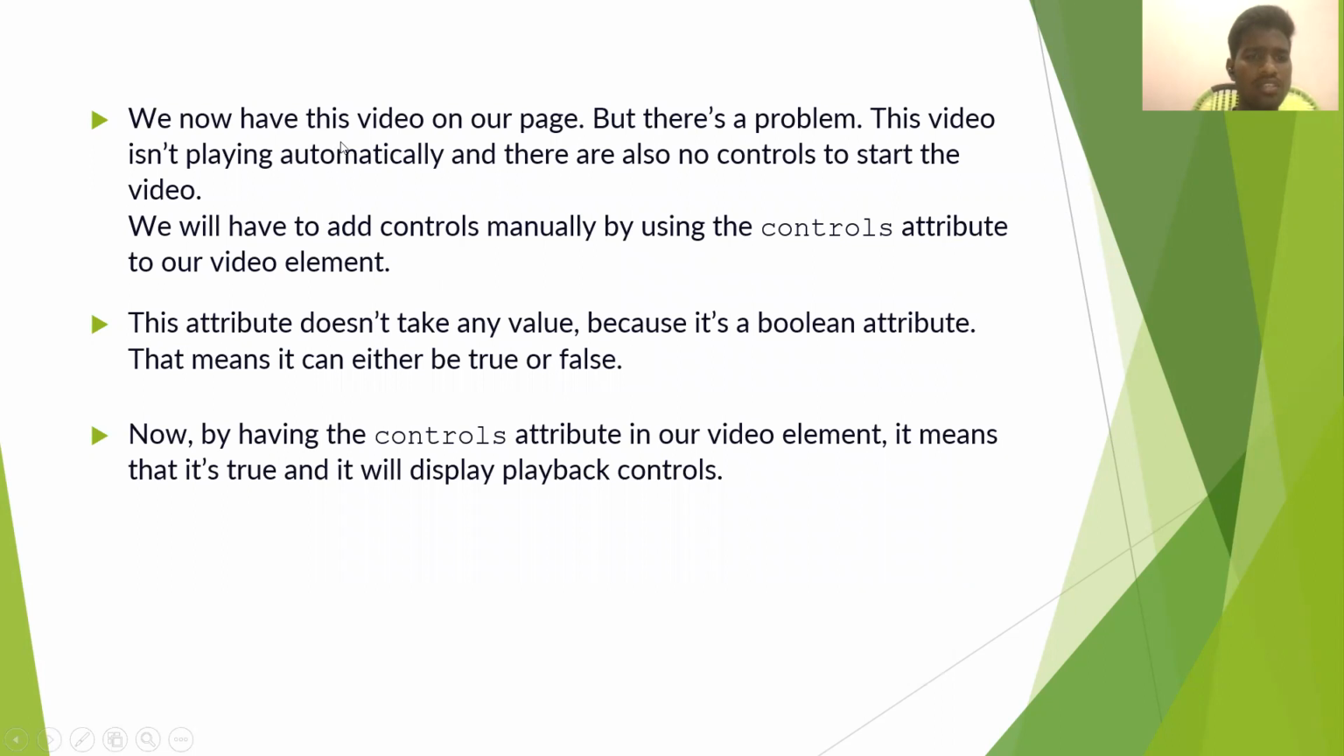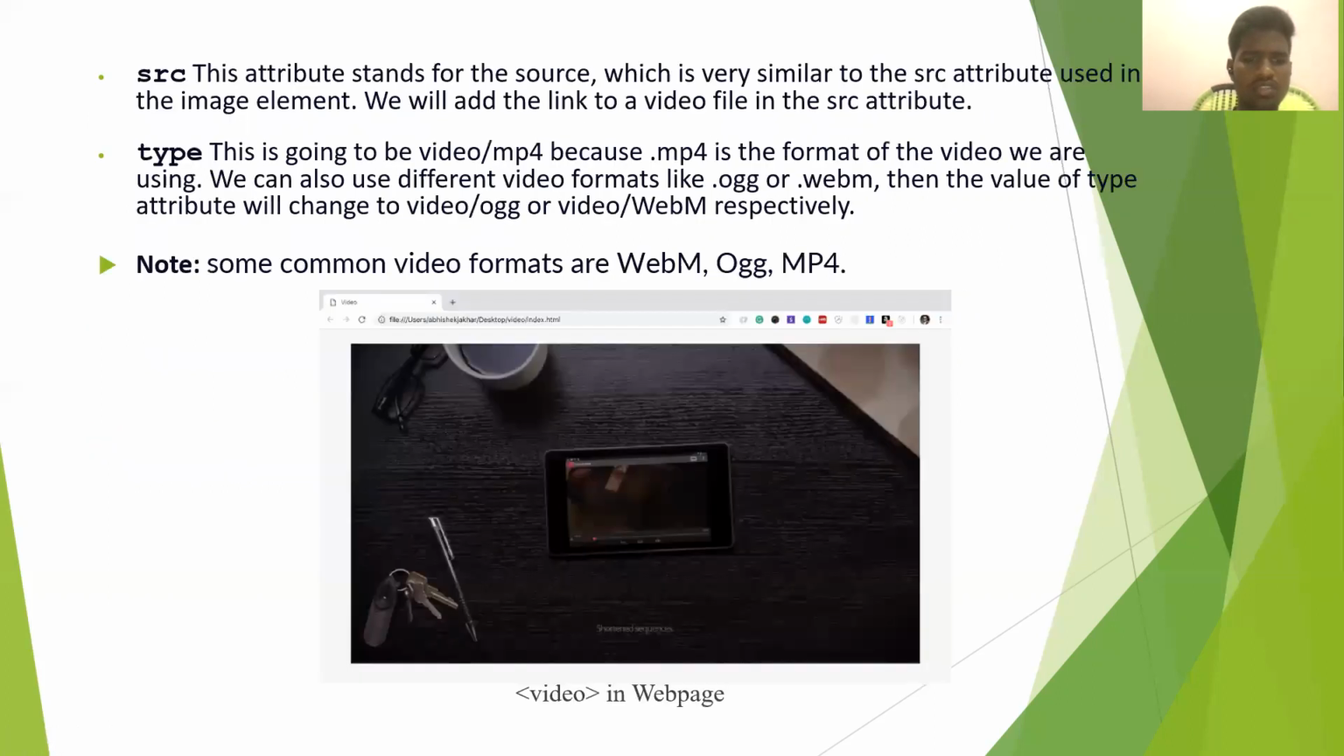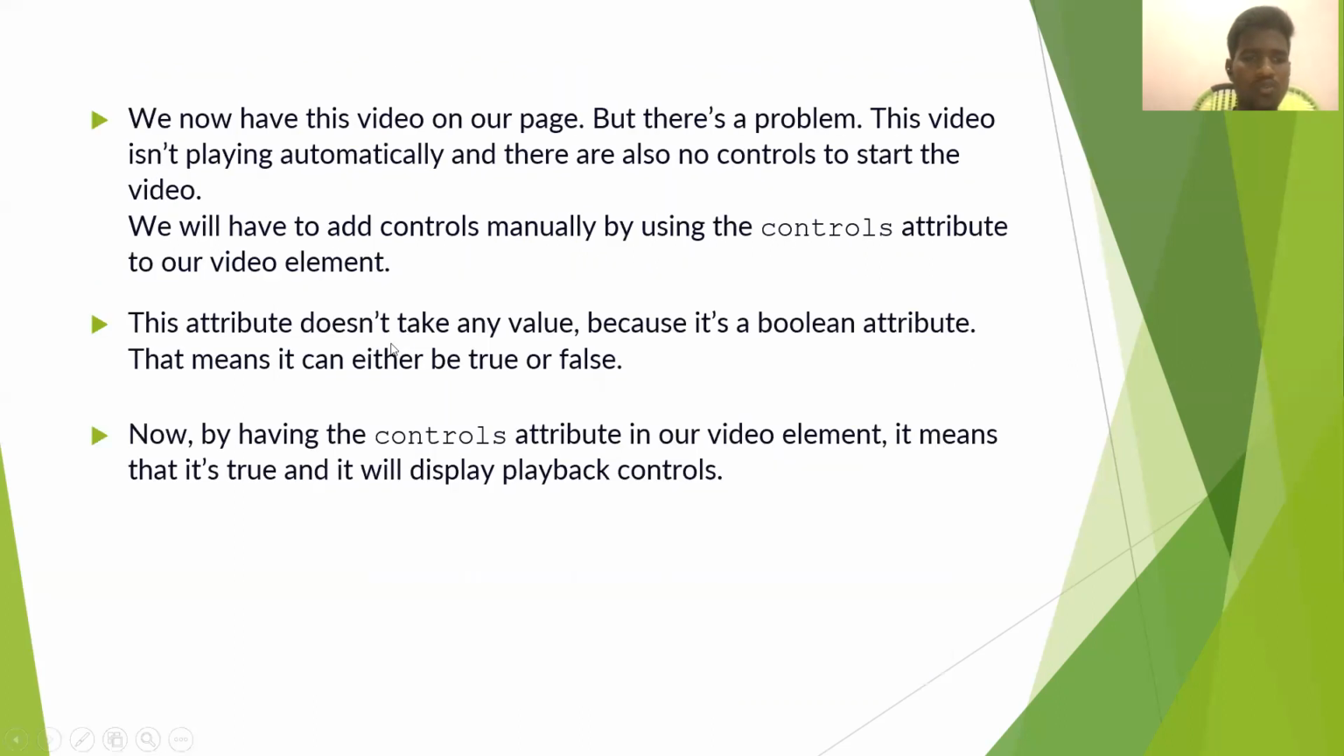We now have this video on our page, but there is a problem. This video isn't played automatically and there are also no controls to start the video. We will have to add controls manually by using the controls attribute on our video. In the previous slide, there is no way of playing the video. There are no controls to play it and it is not playing automatically when it is opened, so we have to manually add the controls to this web page by using some attributes.